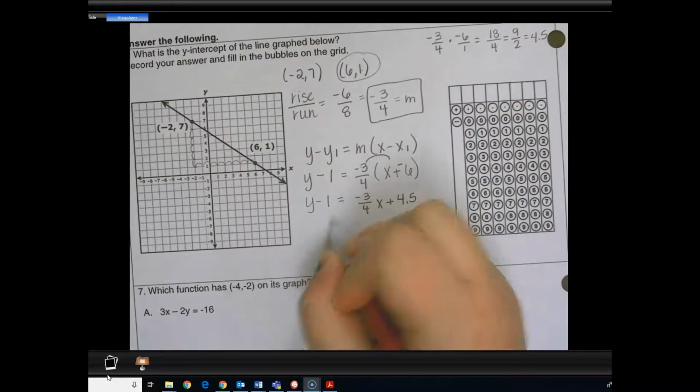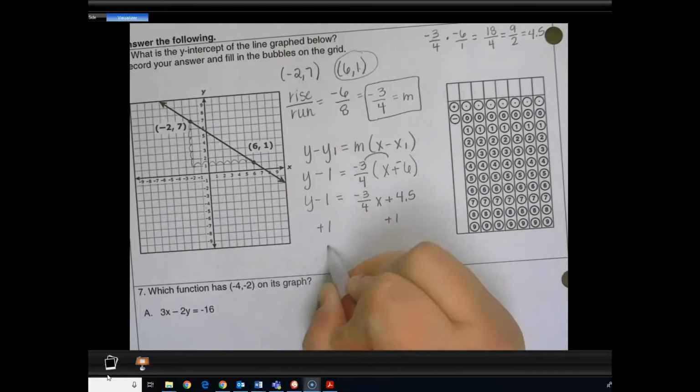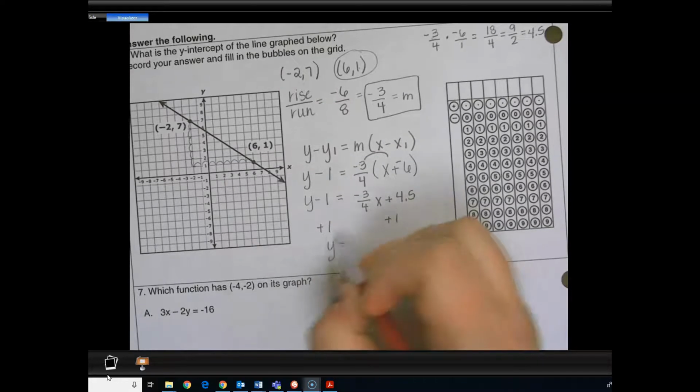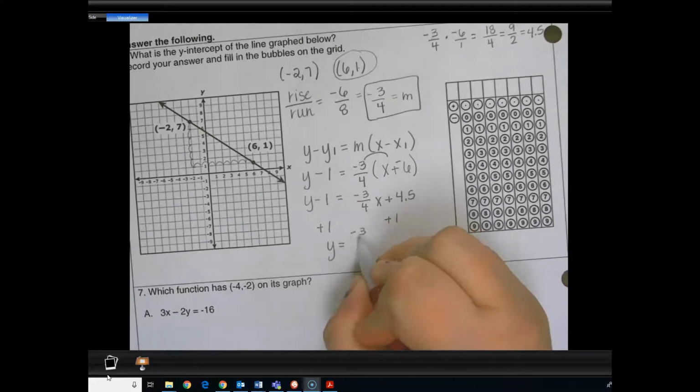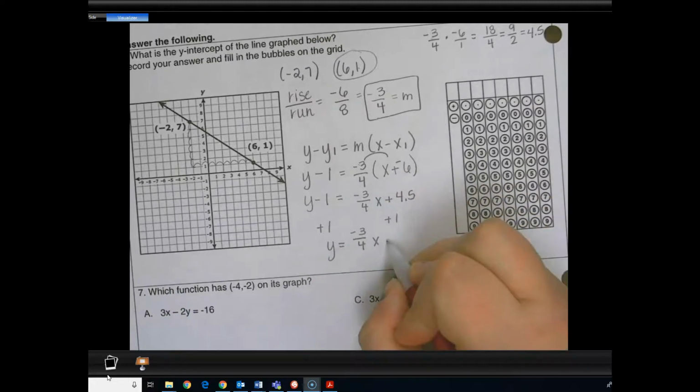Not done though, I don't have y by itself, so I need to add 1. I will say this is probably going to be one of your biggest mistakes, forgetting to take care of that plus 1 there.